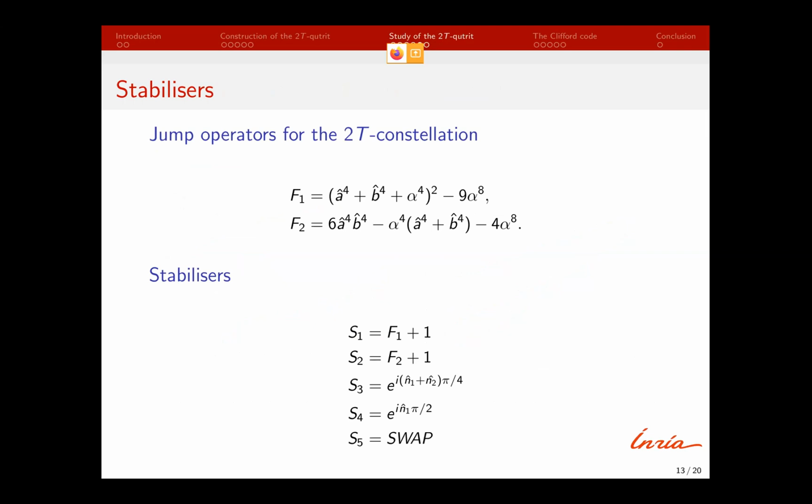I don't have the simulations for dephasing, but they are in the paper. There's one figure in the paper for dephasing as well. But I don't have much to say about it. It's not too good and not too bad.